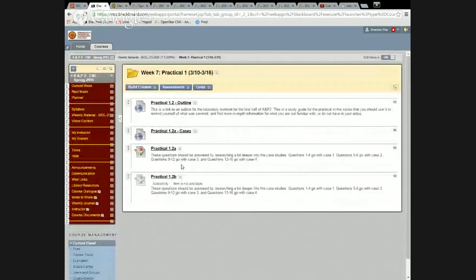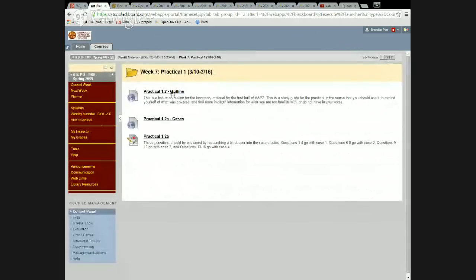In this folder, you'll only see 3 things. There's an outline, which is basically an overview of everything that we will have done for the first half of the semester, meaning going through all of the cardiovascular system. And then there's this document that says cases. We looked at that already when we were talking about the autonomic case study that's in there. There's 3 more cases in there.